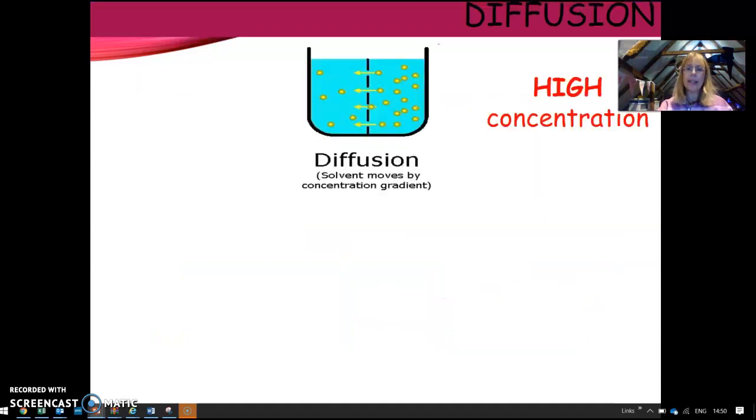Here's another way of putting it. Over here, we're going from a high concentration on the right to a low concentration on the left. And my question to you is, why is this not osmosis?